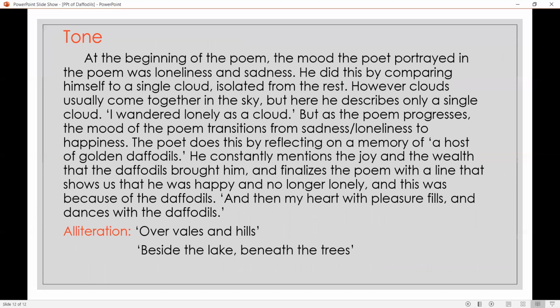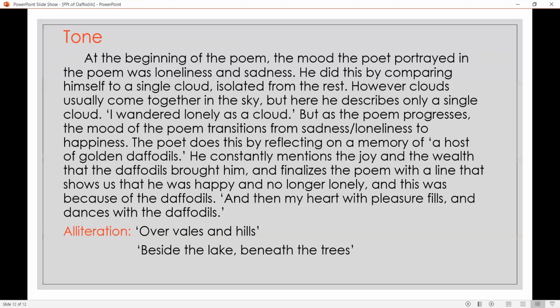The next is tone. At the beginning of the poem, the mood the poet portrayed was loneliness and sadness. He did this by comparing himself to a single cloud, isolated from the rest. However, clouds usually come together in the sky. But here he describes only a single cloud. I wandered lonely as a cloud.